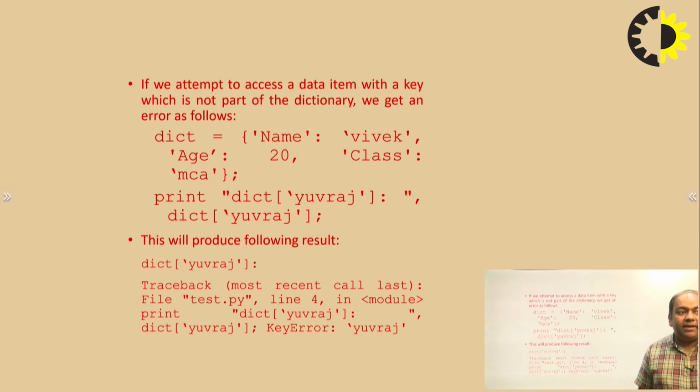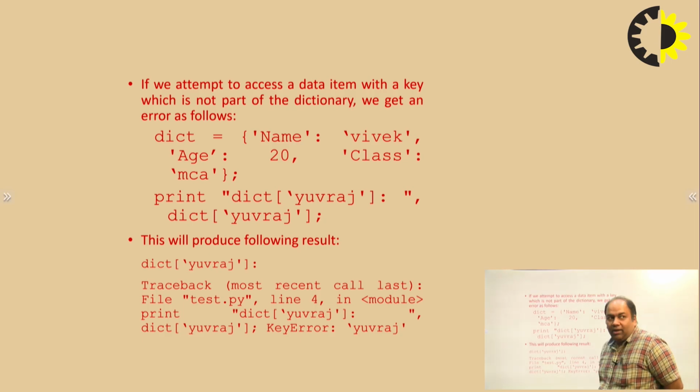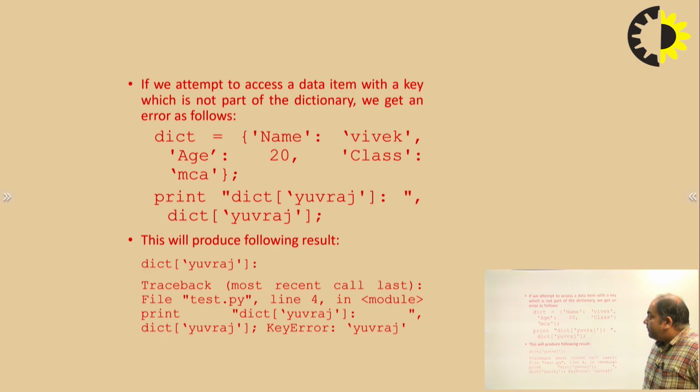Likewise, if I want to print a value which is not defined in the dictionary, it will show a key error. If I attempt to access a key which is not inside the dictionary, it will show key error Yuvraj. Like I wanted to display DICT Yuvraj, but Yuvraj is not inside the DICT, so it is showing the error, key error Yuvraj.